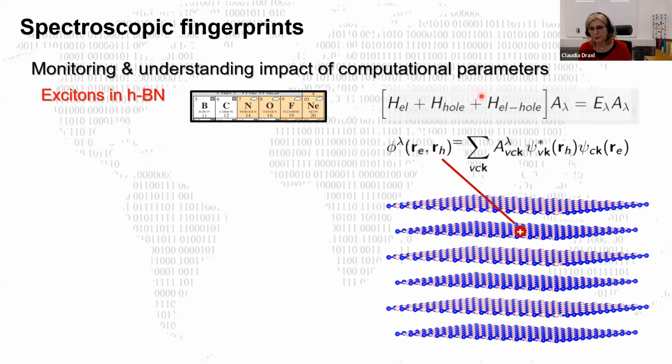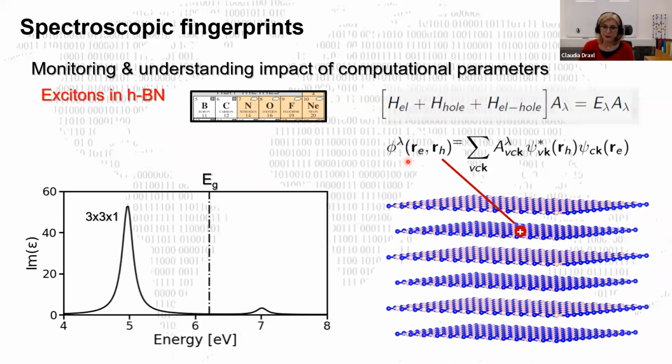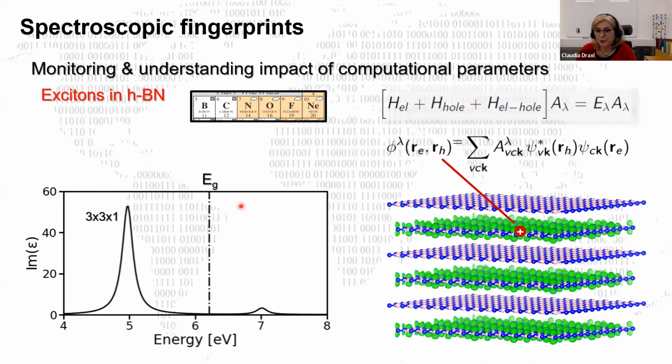So shining light on the sample means that we create a hole somewhere, and then by looking at the electron hole wave function for a given coordinate of the hole, we can basically see what the distribution of the electron around the hole is. And this is what I'm going to show you, right? So on the left, I will show you the spectra. On the right, you see this electron hole distribution. So now this spectrum has been created with, if you look at the sum here, a k-point mesh, like in the example before, of 3 by 3 by 1. Right? And then you get this result.